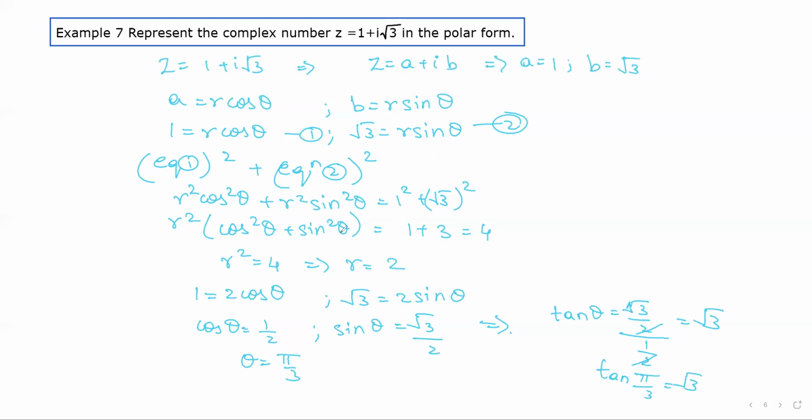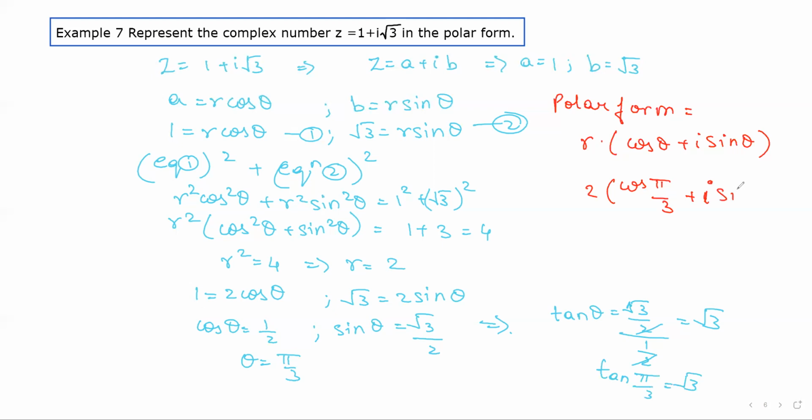Now, we have the value of r and theta. We need the polar form. Polar form is equal to r into cos theta plus i sin theta. Just substitute these values: 2 into cos 5π/3 plus i sin 5π/3.